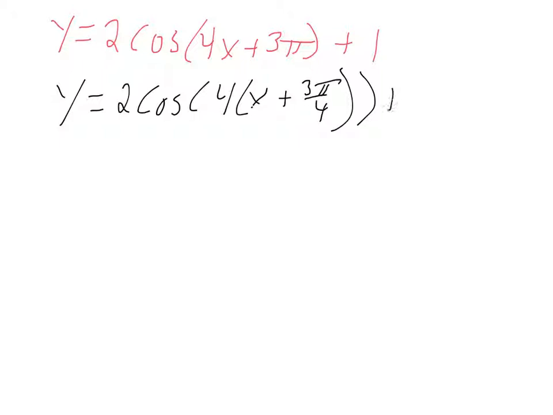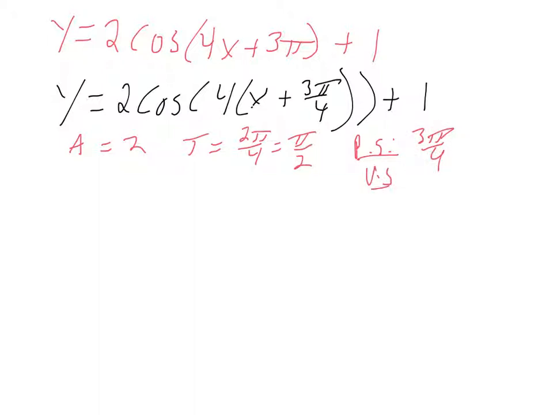All right, and then, of course, we have the plus 1 there. Let's go ahead and identify all the different things. My amplitude, of course, is 2. My period is going to be 2 pi over 4, which is going to be pi over 2, right? And the phase shift is 3 pi over 4. And then we also have a vertical shift of 1.